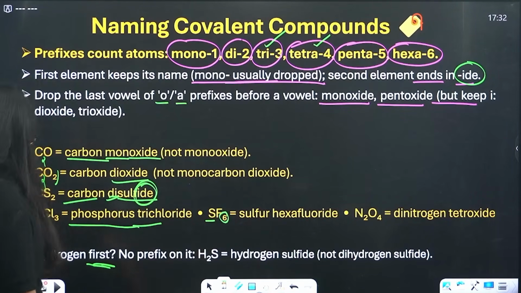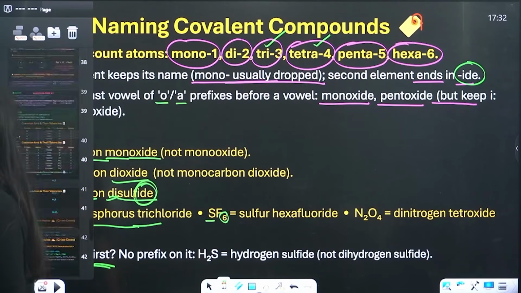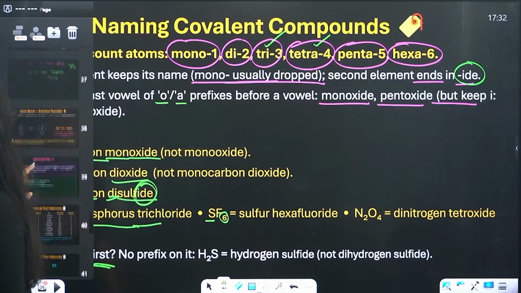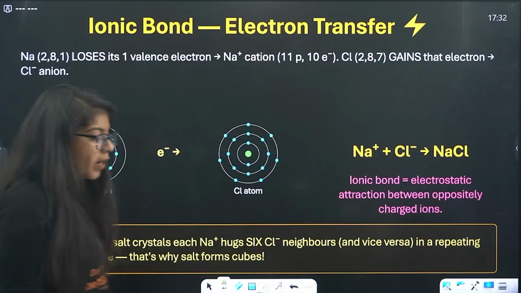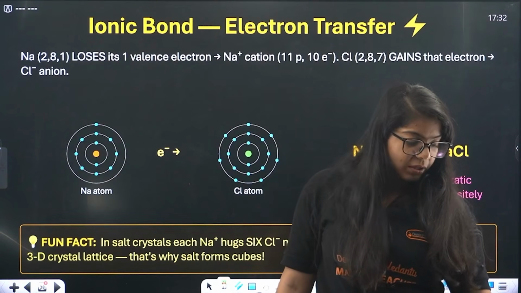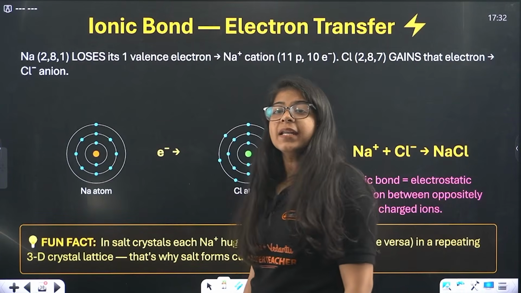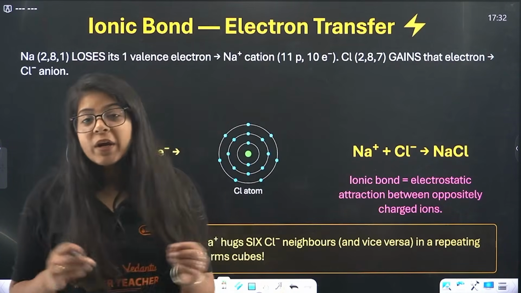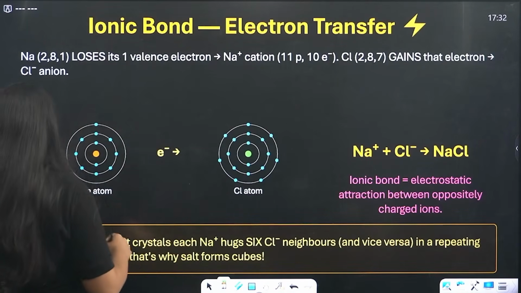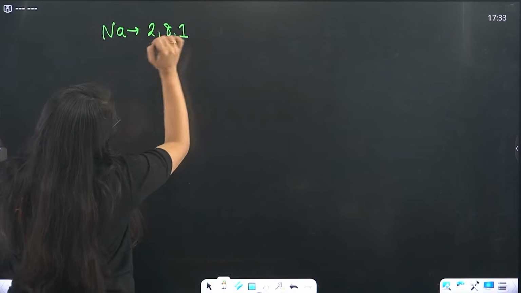Very clear. Good. Now, beta, moving on to the next type of bond. This is where we end our covalent bond, right? The next type of bond is your ionic bond. Now, we wrote what? Sharing of electrons is covalent bond, but transfer of electrons is your ionic bond, right? So, sodium has 281 configuration. Let's see this. Sodium has a configuration of 281, right?